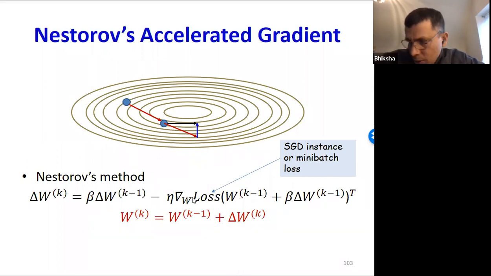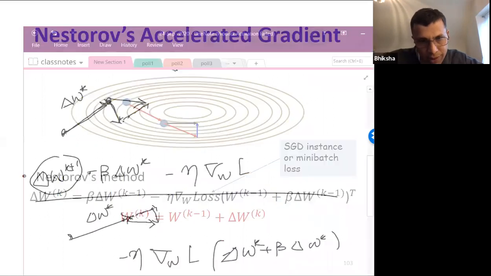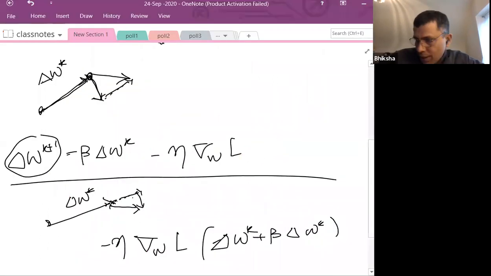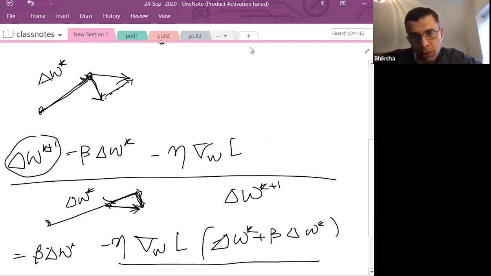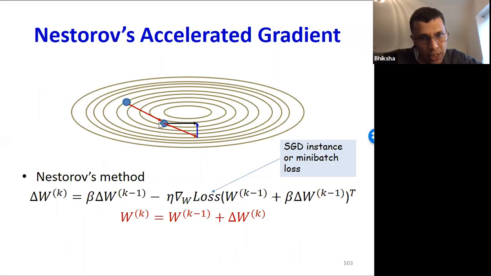So you would compute this gradient, this term, plus this term itself. So it's going to be beta times delta WK, which is this one, plus the gradient step computed at the new point, which is this guy. That gave you the new delta WK plus 1. So that's what we used in Nesterov's method.